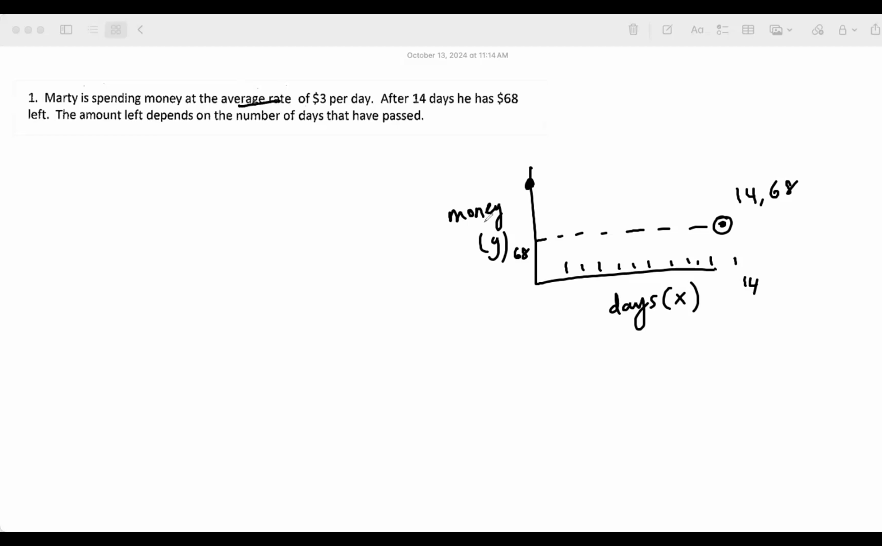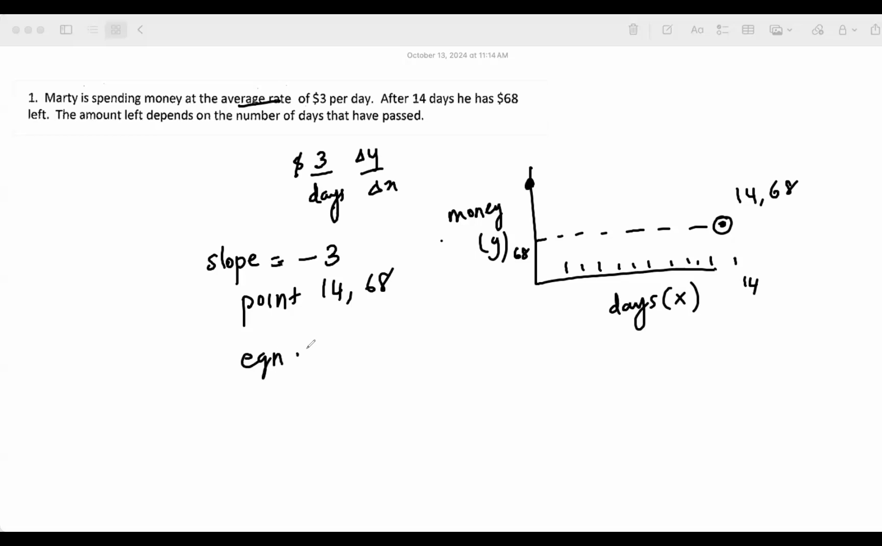And the slope is given. Slope is change in y by change in x, right? $3 per day means what? Change in y by change in x. So slope is what here? Can one of you tell me? 3 or minus 3? Minus 3. That's what was important. And a point on the line was what? 14, 60.